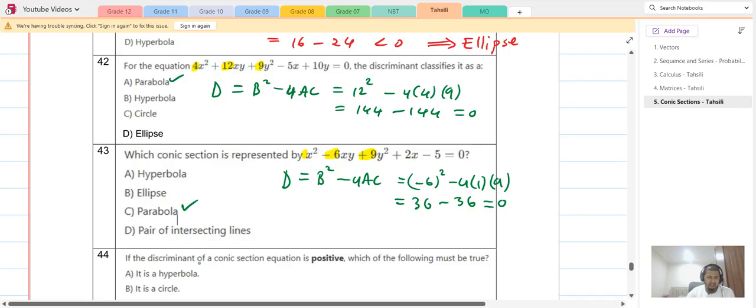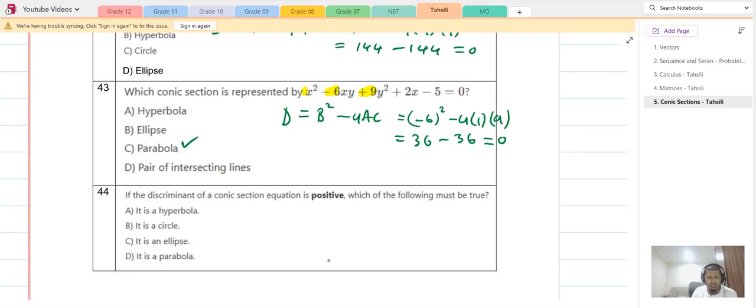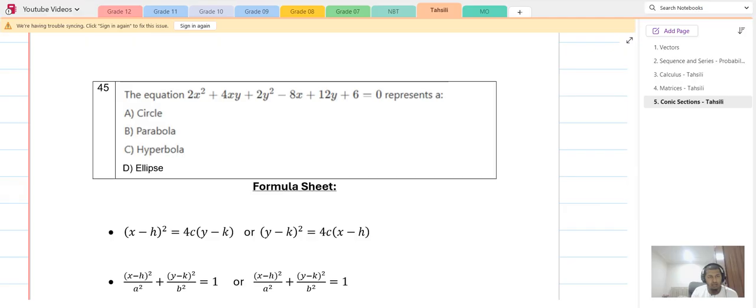I hope you guys are understanding. If the discriminant of a conic section equation is positive, that's a theoretical question. If this is positive, which must be true, it's a hyperbola. Give you that. And what's the equation here?